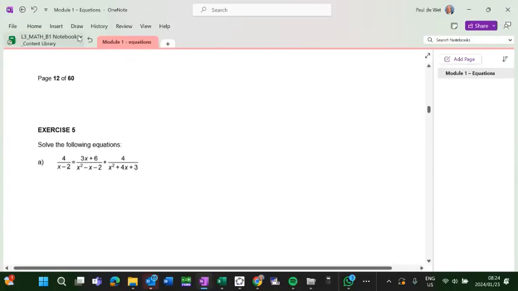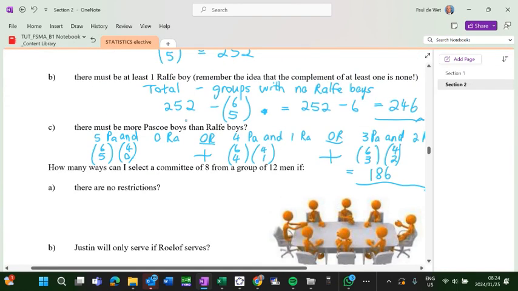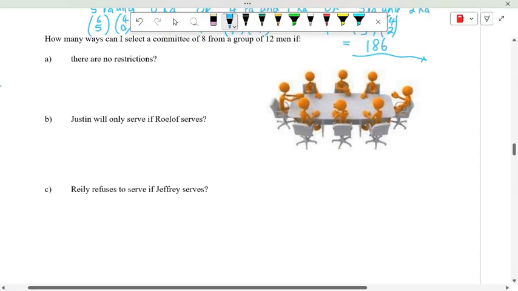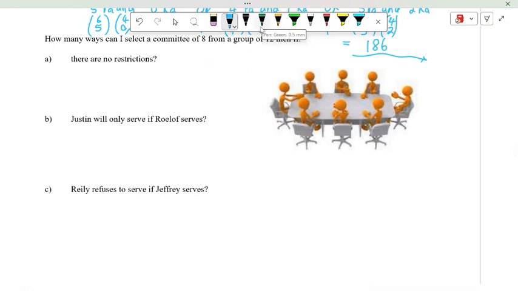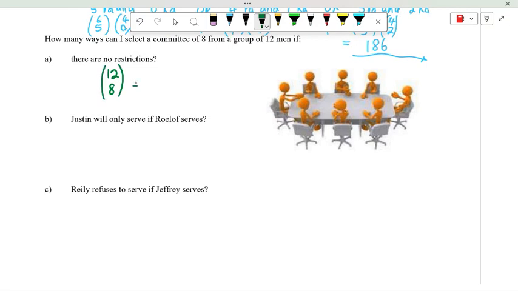Right, let's dive now back into the further studies maths. And we were looking at this question over here in our last lesson. In how many ways can I select a group of 8 from a group of 12? A committee of 8 from a group of 12. Well, if there are no restrictions, then it is literally just going to be 12 choose 8. 12 combination 8, 12 C8.